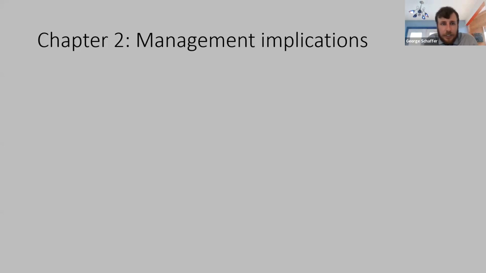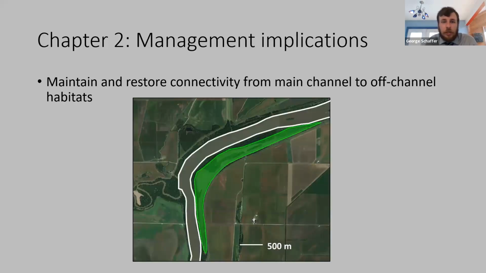So our management implications for our second chapter are to maintain or restore the connectivity from the main channel to off-channel habitats. And we're saying this for a variety of reasons. One, our data support that the environmental conditions in the off-channel are less harsh than the main channel, meaning that water velocity is lower, but water temperature is higher. So this would allow for energetically higher quality habitat to occur within these habitat types.